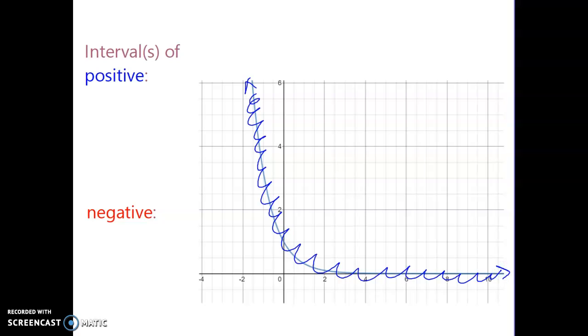And where am I going to color it red? Where is it negative? Well, it's not negative at all. So my positive then will be negative infinity to positive infinity. And I could use my all real numbers symbol on that one if I want to. Goes on and on forever down as it goes from the left to the right. And negative is going to be none. It never goes below the x-axis.